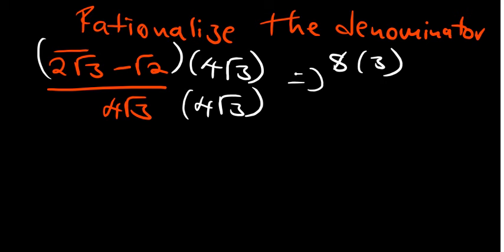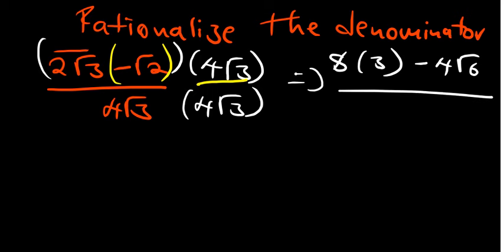Then we have this other part, negative root of 2 by 4 root of 3. So we have a minus 4. Root of 2 by root of 3 is going to be root of 6. Over 4 times 4 on the denominator part is going to be 16. Root of 3 by root of 3 is going to be a 3. 8 by 3 on the numerator.